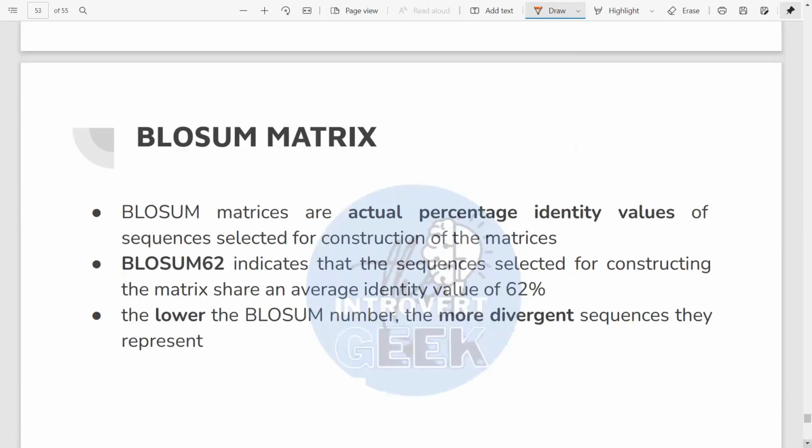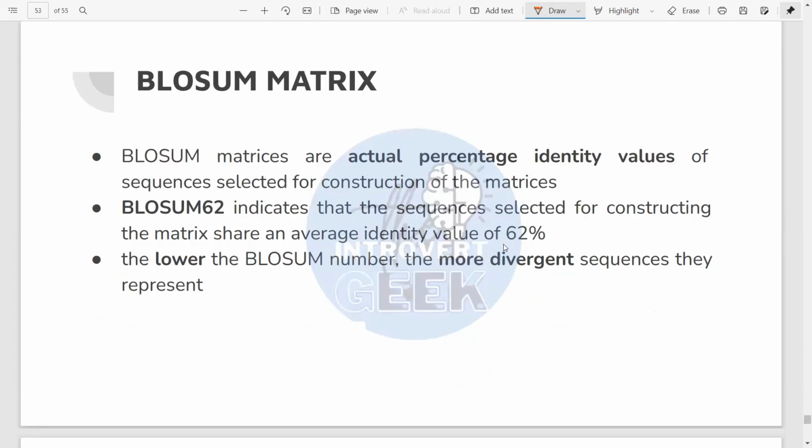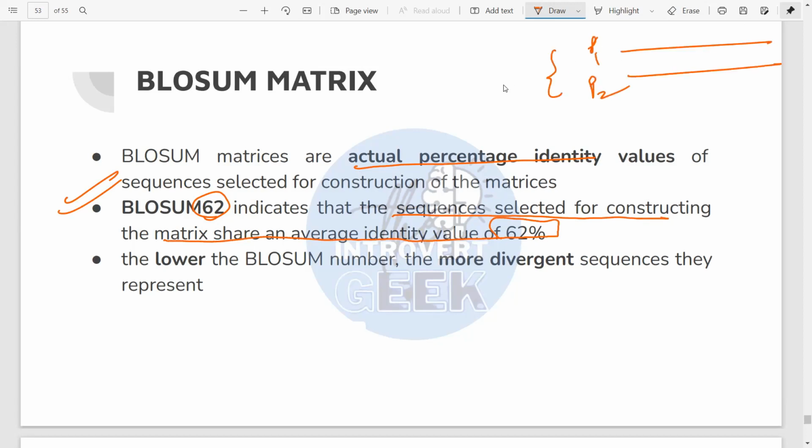Now, BLOSUM matrices, unlike PAM matrices, are easier to read. What does this number indicate? BLOSUM matrices are actual percentage identity values of sequences selected for the construction of matrices. That is, if you are using BLOSUM 62, what does that mean? That means the sequences selected for constructing the matrix share an average identity of 62%. While making this, they selected protein 1 and protein 2 that had 60% similarity, and then they saw the relatedness. Similarly, BLOSUM 20 means these two sequences were only 20% identical.